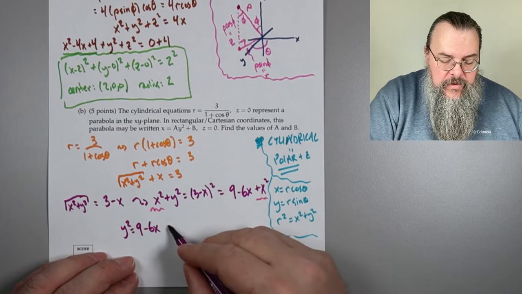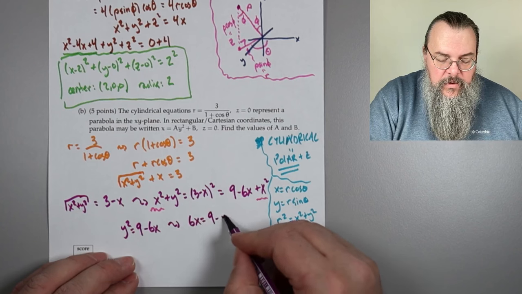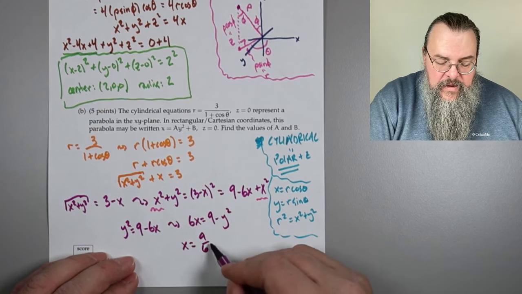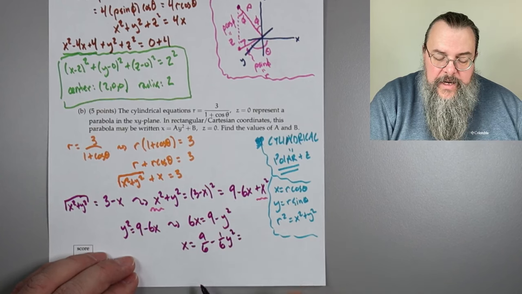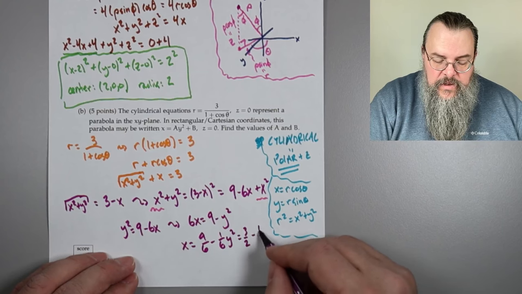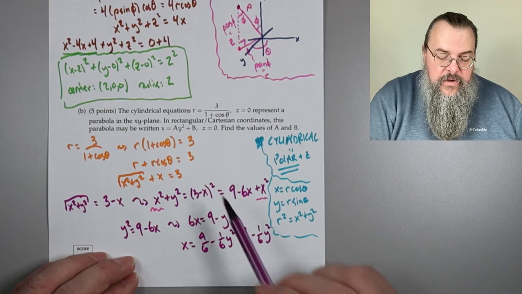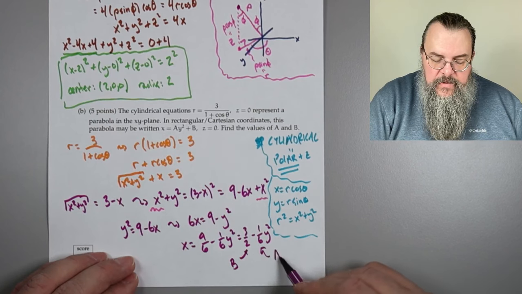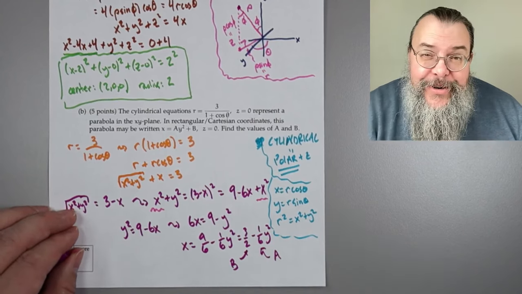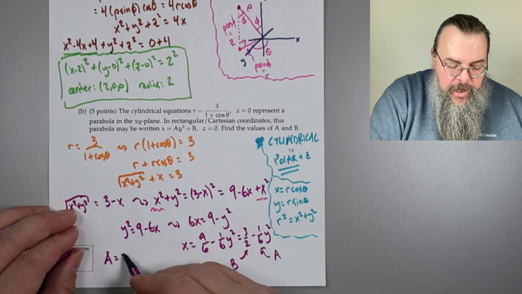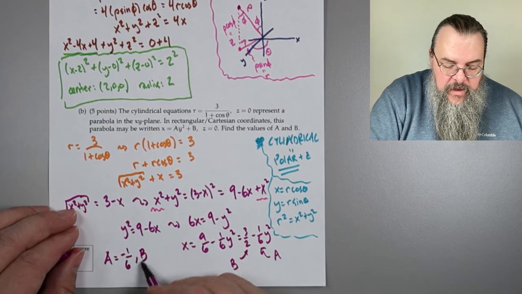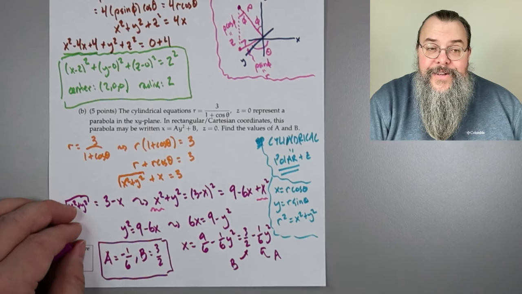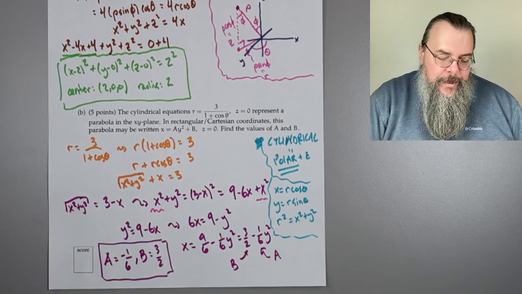So solve for x. That says 6x equals 9 minus y squared. Divide by 6. x equals 9/6 minus 1/6 y squared. Now 9 over 6, also known as 3 over 2. And lo and behold, here is our b, our constant, and our a is our coefficient of y squared. So just to make sure our grader knows, we're going to put it in a box. So a is minus 1 over 6, and b is 3 over 2. And life is good. Lovely, lovely polar problem.